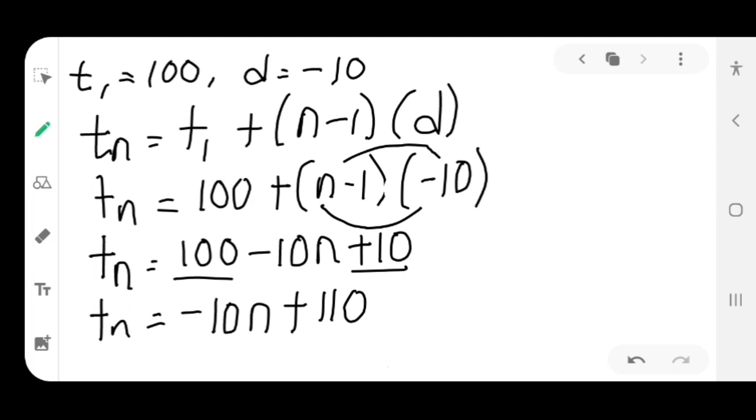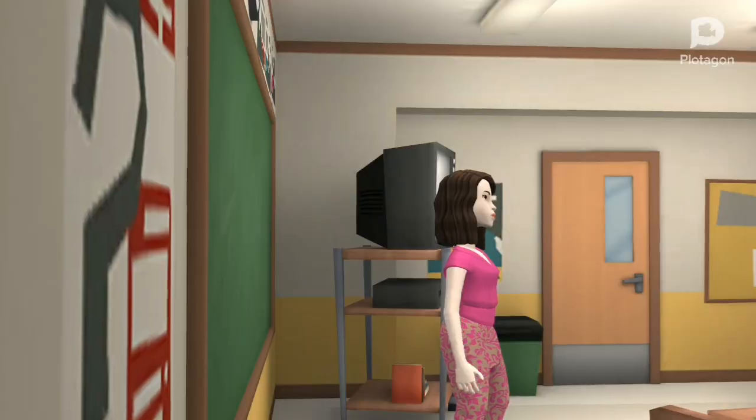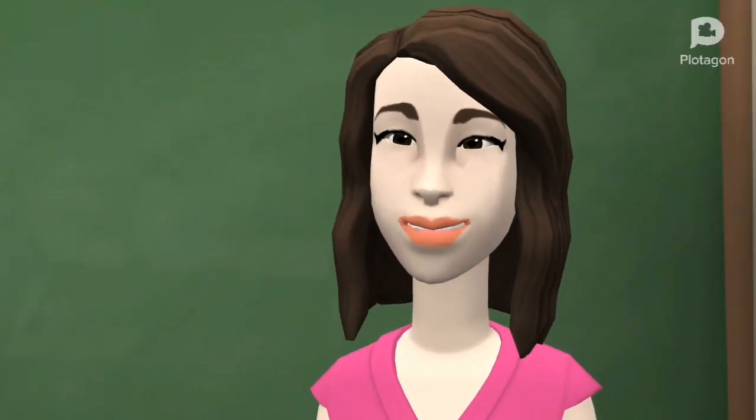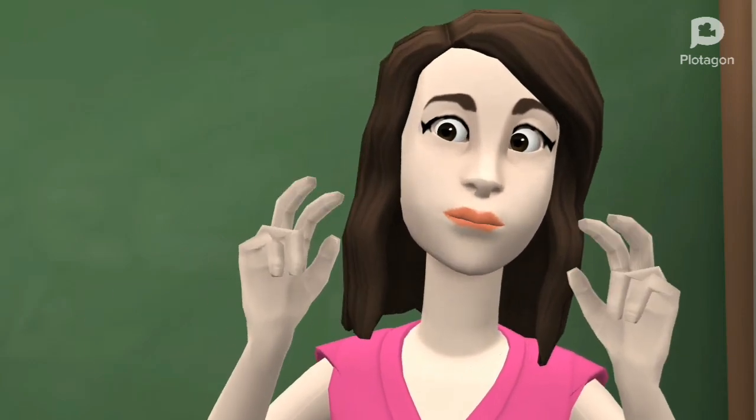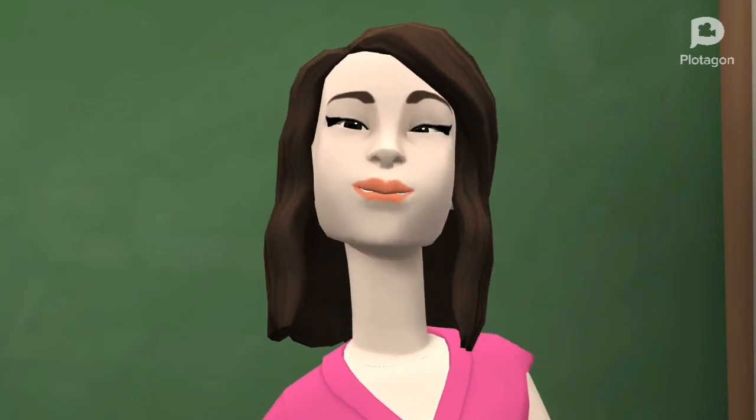Therefore, we can say that the general term of the arithmetic sequence with 100 as first term and negative 10 as the common difference is t sub n equals negative 10n plus 110. The general term of an arithmetic sequence defines a sequence. Sometimes, a term is denoted by a instead of t. I will now give you examples on how to find the nth term of an arithmetic sequence.